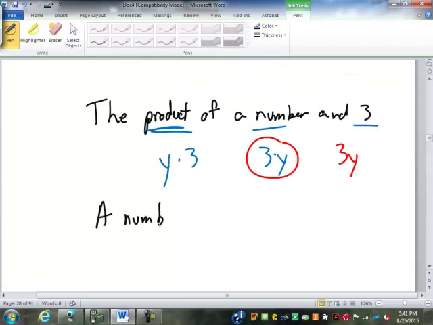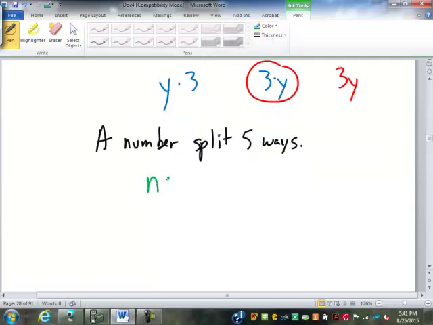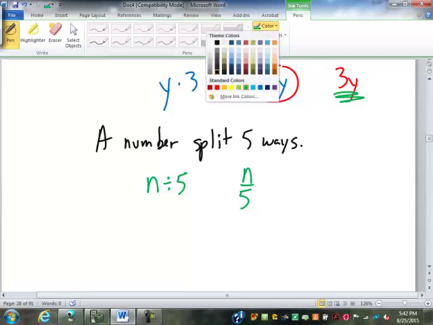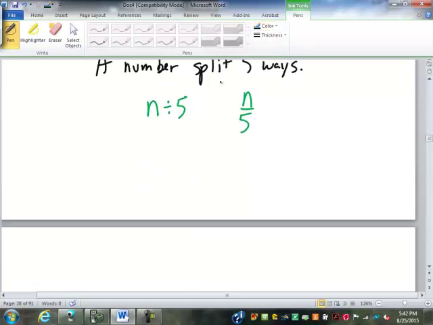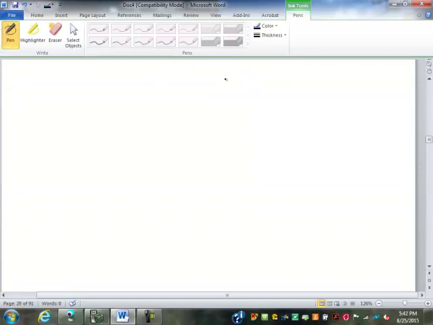Division, there's also several ways that can be put in here. Let's say we have a number split 5 ways. Of course, that's going to represent division. Could be n or x or whatever divided by 5. But again, in algebra, just like we shorten up the multiplication, we tend to write division in the form of a fraction. As n over 5, like that. Where it gets trickier, the simple single operations aren't so bad. But where it gets trickier is when we have combined operations.